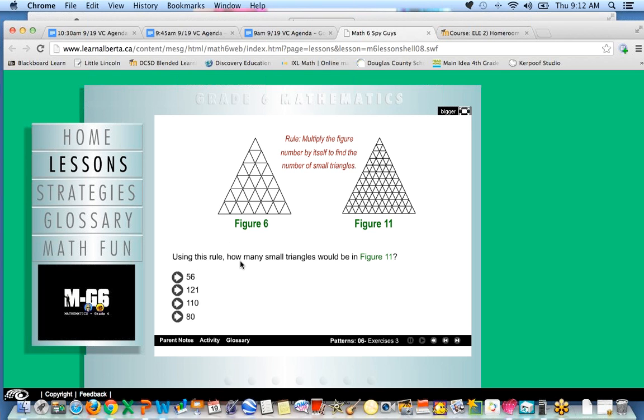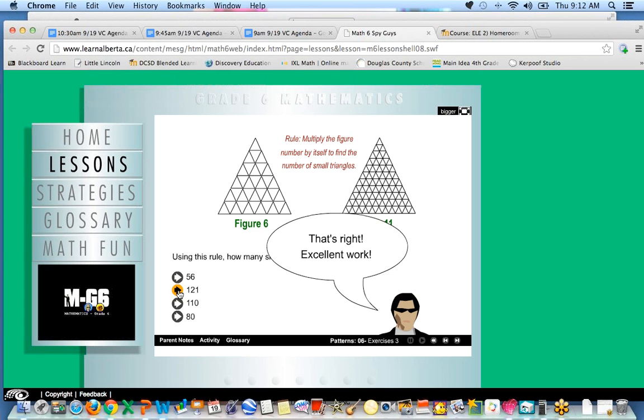All right, so using this rule, how many triangles would be in figure 11? Well, that should be pretty easy. If we're just multiplying the figure number by itself, then what's 11 times 11? Ooh, a little multiplication fact practice. So 11 times 11, one of these choices. All right. Woo! Multiplication facts, guys. 11 times 11 is 121.